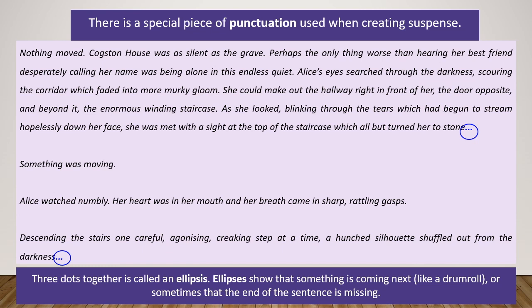There's also a special bit of punctuation you can use when creating suspense. I've circled it at the end of the paragraphs here, but these three dots together are called ellipses. Ellipses show that something is coming next, or sometimes that the end of the sentence is missing. It creates tension because it's making the reader want to know what's going to happen next. They're in suspense because you've left them with a tense situation and they really want to know what's going to happen.